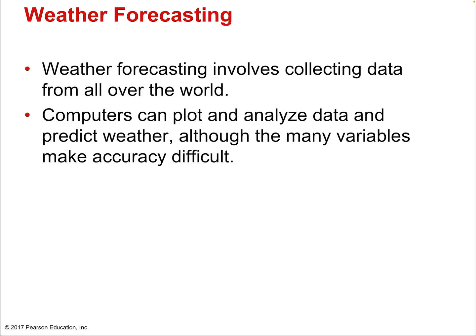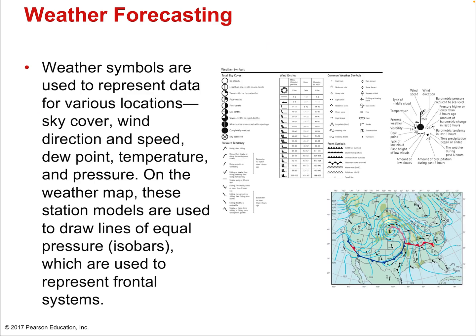And the models just get better and better by machine learning processes, so computers learning themselves, and through direct human intervention, humans increasing the quality of the program by including new variables, for example. All right, although the many variables make accuracy difficult, indeed, because we're talking exceedingly complex interactions. Weather symbols are used to represent data for various locations: sky cover, wind direction, speed, dew point, temperature, and pressure. All the things we talked about are regularly reported by weather reports.